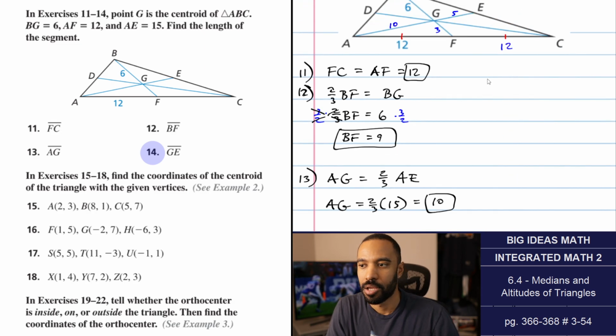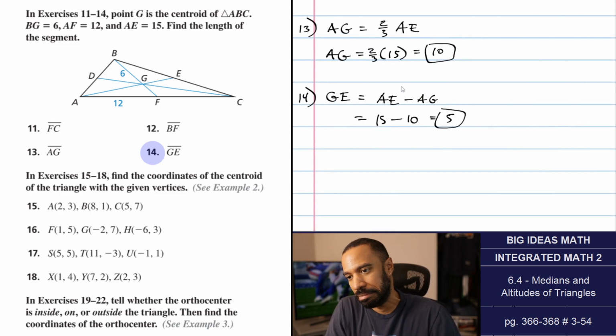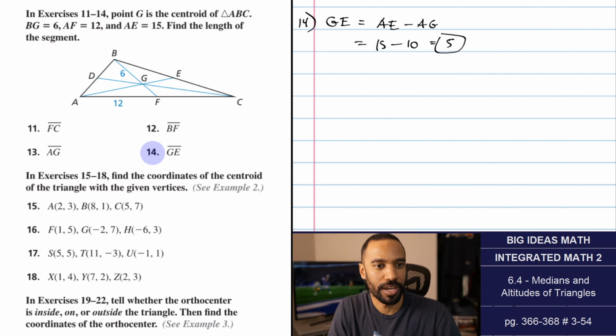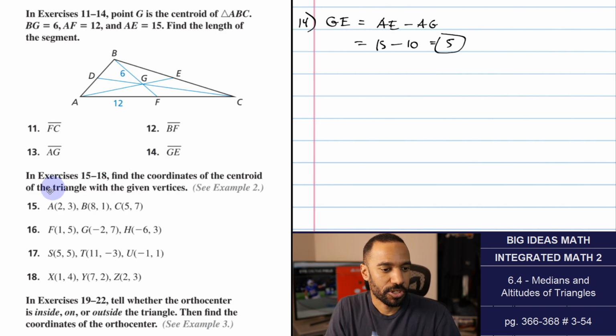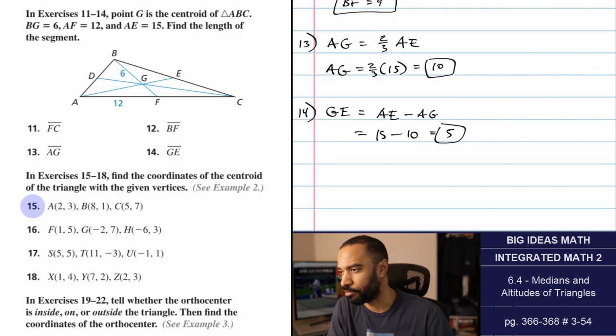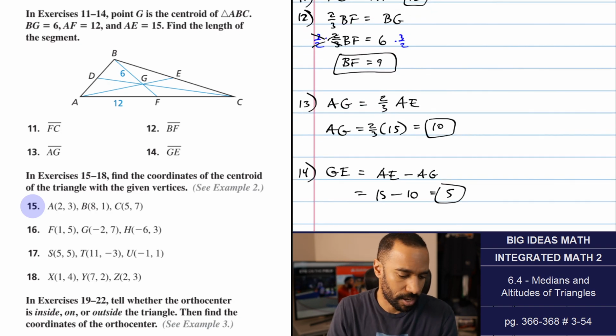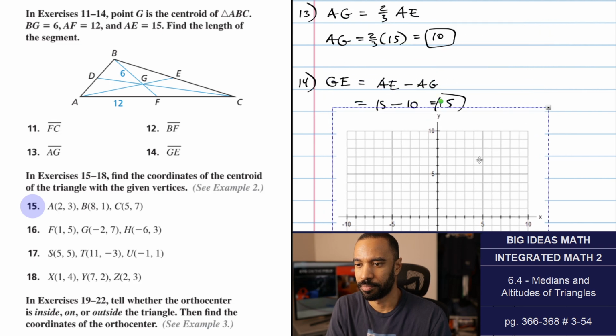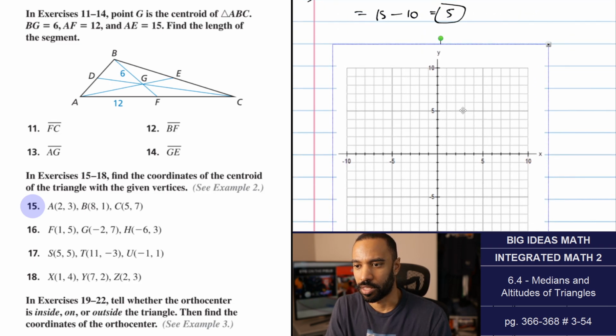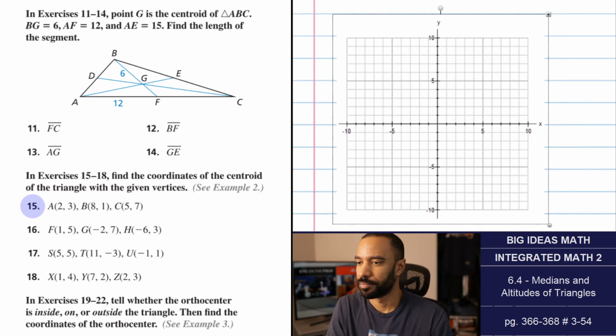Okay. Might have overdone some parts. Don't know. Looks pretty good. In exercises 15 to 18, find the coordinates of the centroid of the triangle with the given vertices. I've got to go to my graph things here. So I guess we're going to draw 4 different graphs, huh?